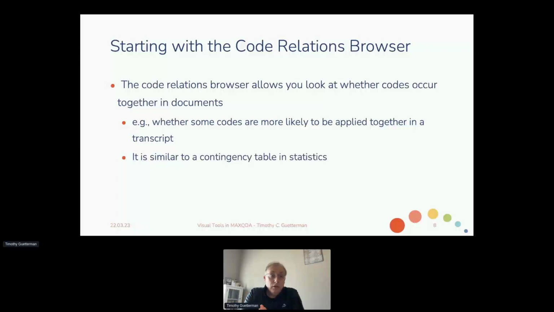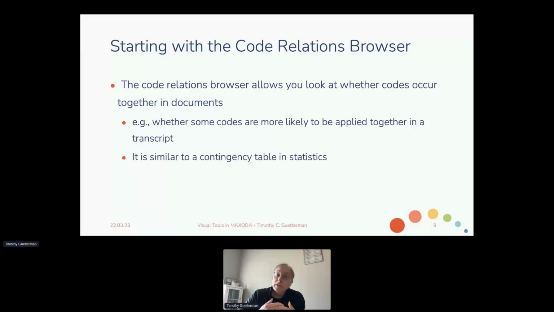So for me, the code relations browser is really an important starting point. After I've coded my data, I use the code relations browser to start to identify patterns, and identifying those patterns, those relationships, helps me to then identify themes. A code relations browser allows you to look at a couple of different things, but for one is whether codes occur together in a document. So think about whether codes are likely to be applied together to a segment of text within a transcript.